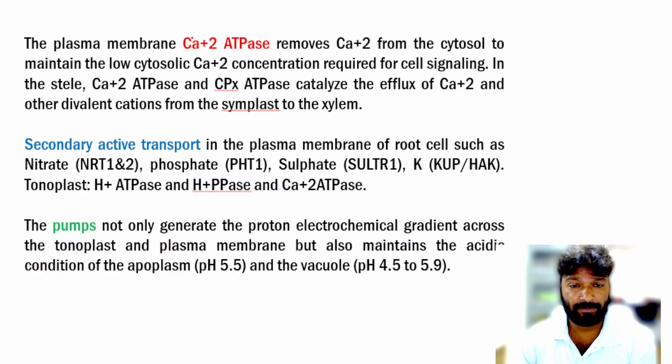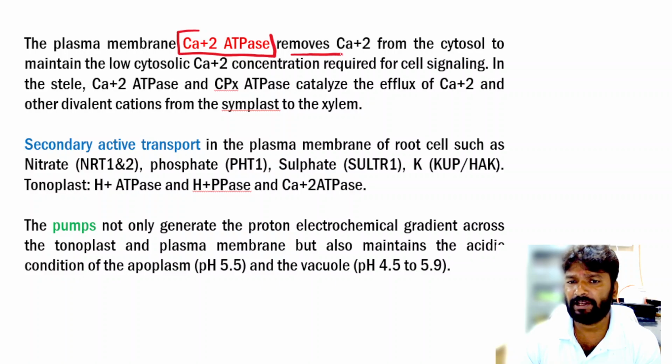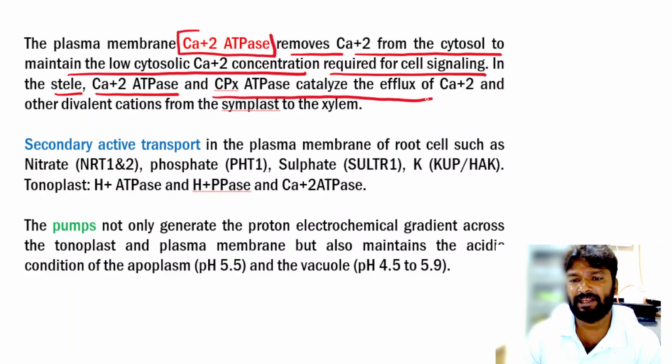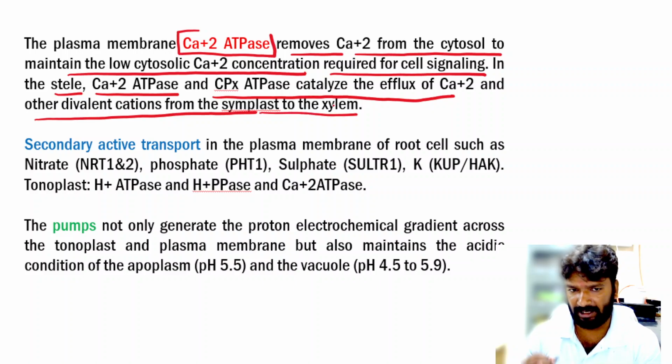The plasma membrane calcium ATPase removes, or effluxes, calcium from the cytosol to maintain the low cytosolic concentration, which is also required for cell signaling. And in the root stele, calcium ATPase catalyzes the efflux of calcium and other divalent cations from the symplast to the xylem.